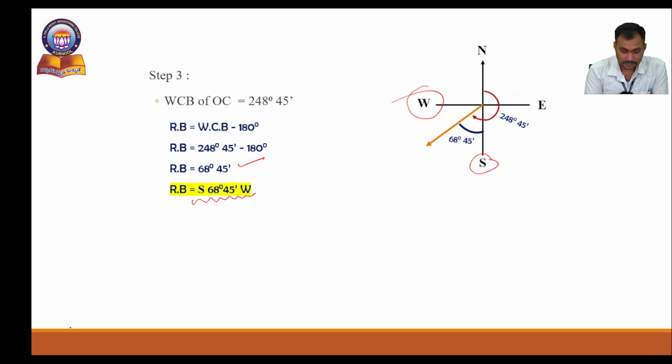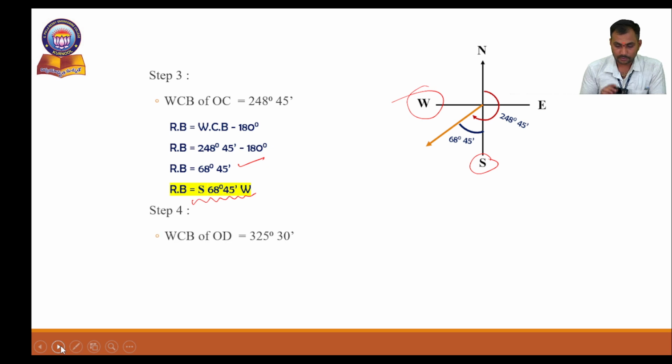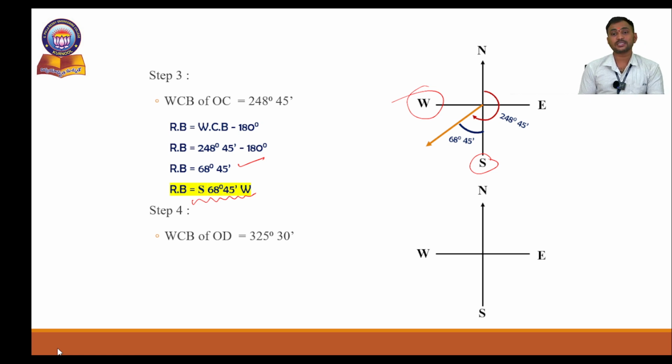Okay, and the last, the fourth one. The whole circle bearing value of object line OD is 325 degrees 30 minutes, which exceeds 270 degrees. So first draw the directions north, east, west, south, and check where 325 degrees 30 minutes will fall, in between 270 degrees and 360 degrees. So it falls here, between these two directions. Now you just observe here.